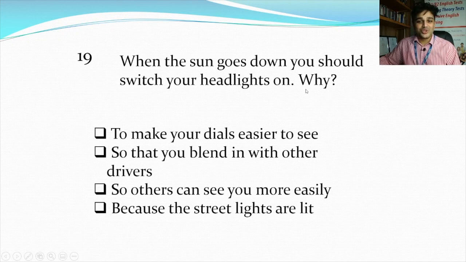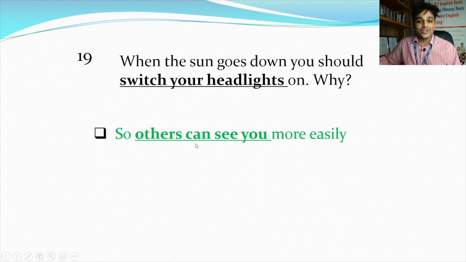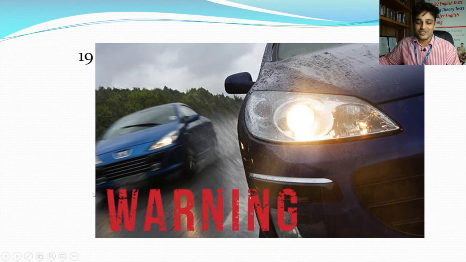Why? To make your dials easier to see, so that you blend in with other drivers, so that others can see you more easily because the street lights are lit. The correct answer is, so others can see you more easily. To switch your headlights on so others can see you more easily. Well done, good job. So always make sure you've got your headlights switched on, because if you've got it off, it's very difficult to be seen.